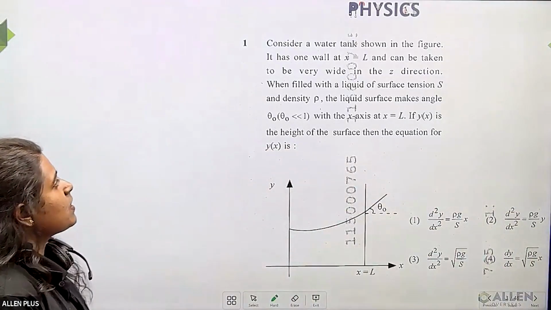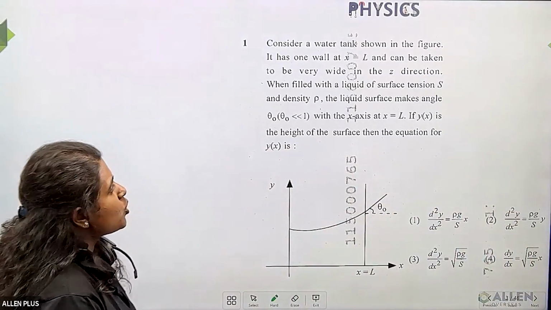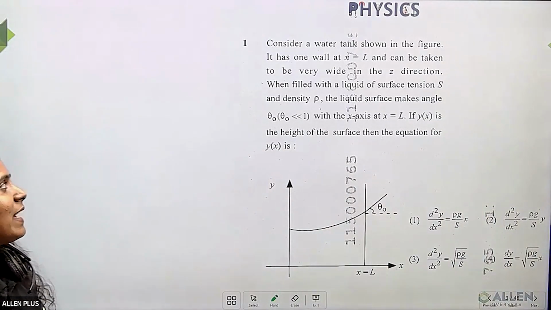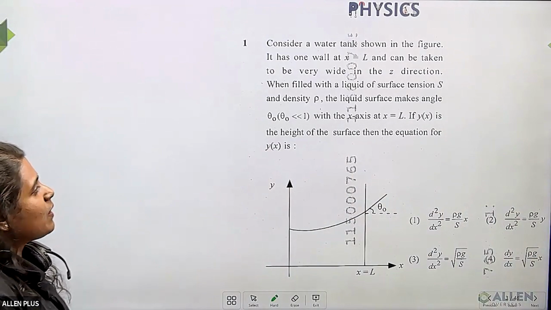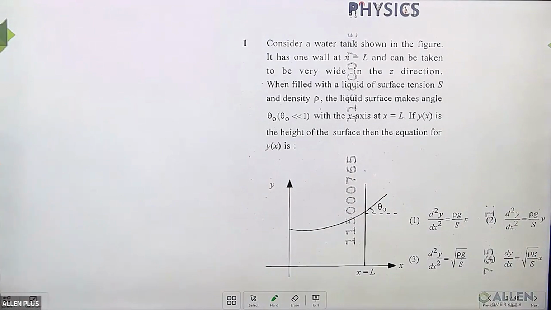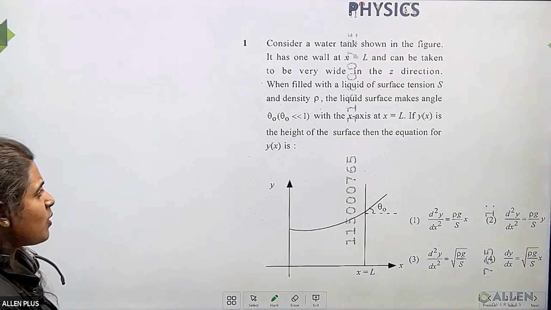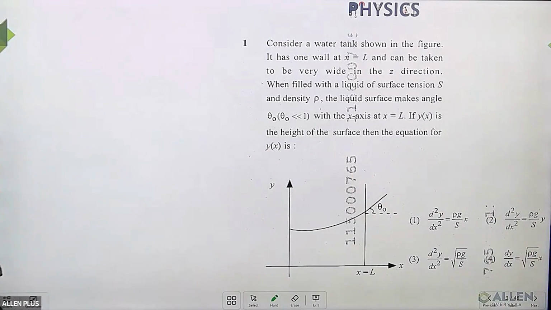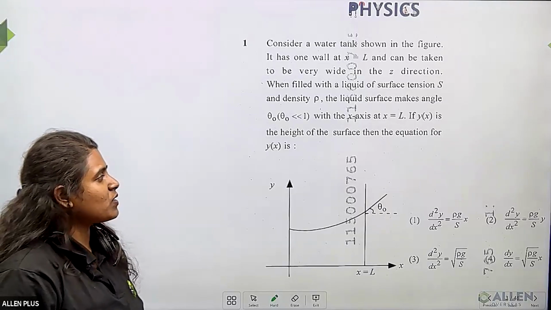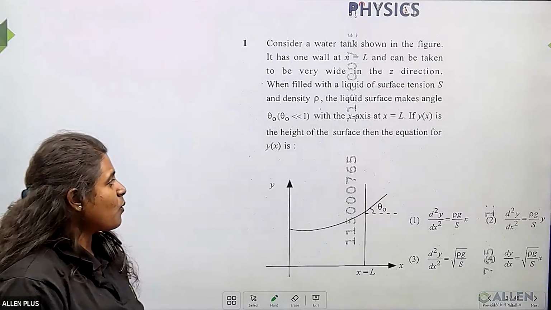The first question says, consider a water tank shown in the figure. It has one wall at x equal to L and can be taken to be very wide in the direction Z. When filled with a liquid of surface tension S and density rho, the liquid surface makes an angle theta naught, where theta naught is much smaller than 1, with the x-axis at x equal to L. If y of x is the height of the surface, then what is the equation for y of x is the question.